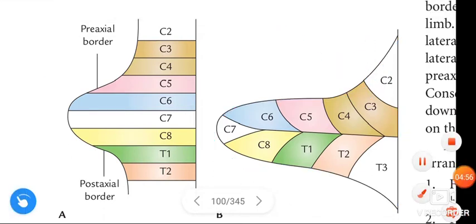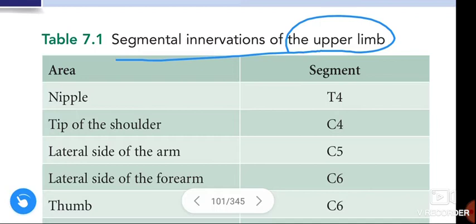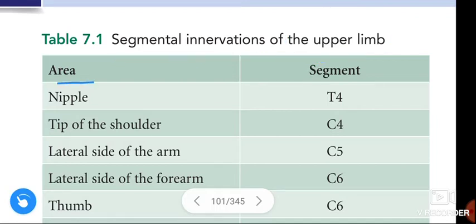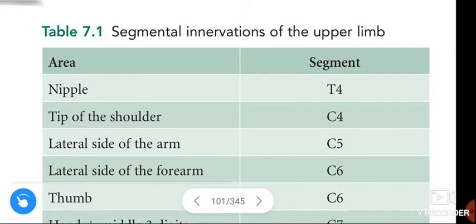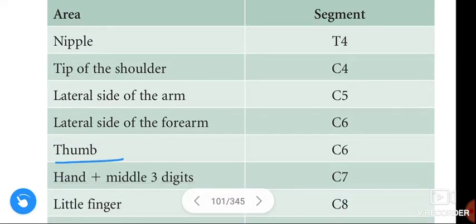See this table. This table explains the segmental innervation of the upper limb. Area and segment: nipple T4, tip of the shoulder C4, lateral side of the arm C5, lateral side of the forearm C6, and thumb C6.